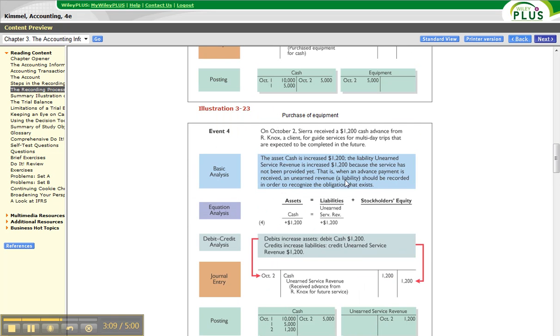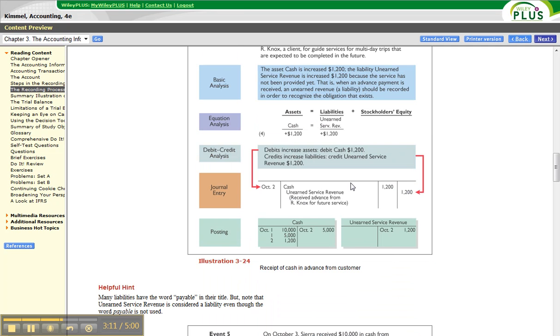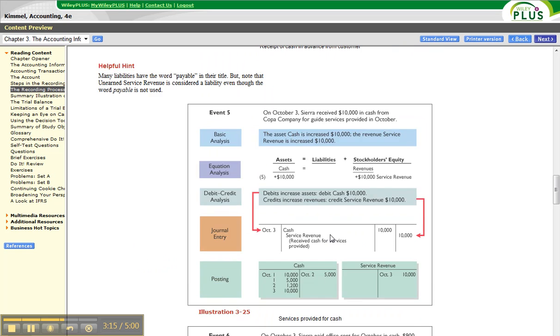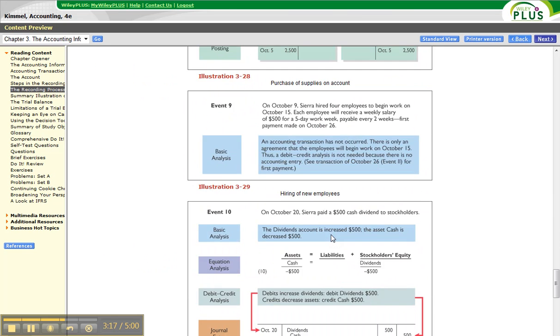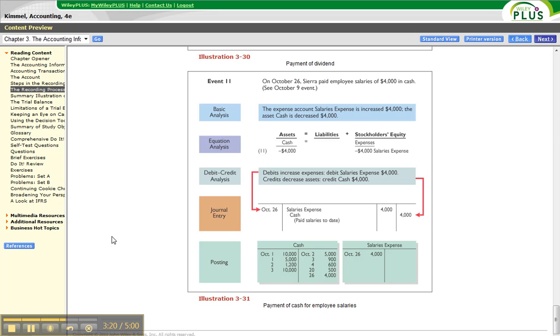So look through the rest of these events and see if you can make sense out of the journal entry and the posting of all of these transactions. And let's see if there's anything else down here to talk about. Nope, that's it. Practice hard on this chapter.